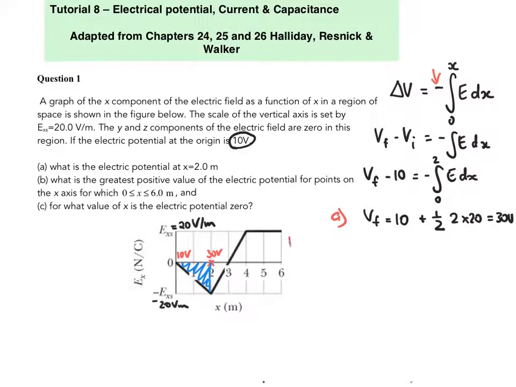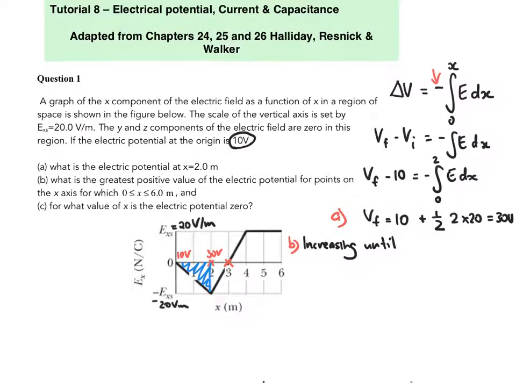So the next question is asking us, what is the greatest positive value of the electric potential for points on that axis, so between 0 and 6 meters? Well, if we're looking at this region we just looked at, we can see the potential is increasing, and it's always going to be increasing up to this point here, so x equals 3.